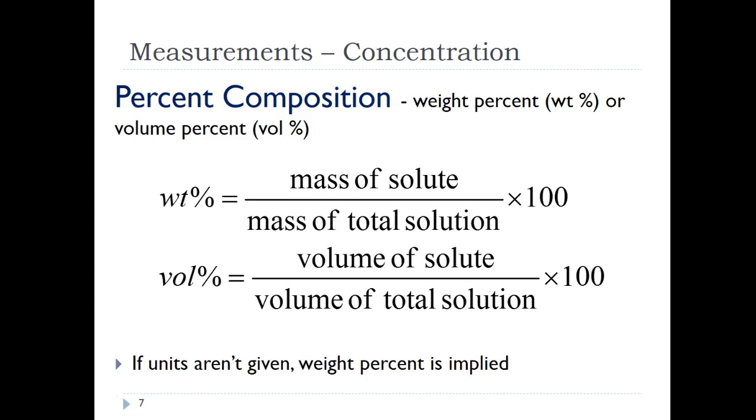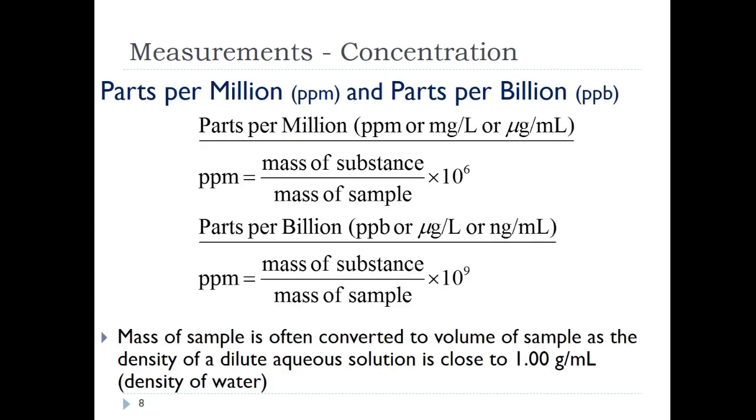If it just says percent and it doesn't tell you if it's weight percent or volume percent, it's assumed that it's weight percent. So unless you're told otherwise, a percentage is going to be weight percent. If it's volume percent, it really needs to be shown like the VOL in there. And then parts per million, ppm, and parts per billion, ppb. These concentration units are really only used on very dilute substances, so when we have very little of something.